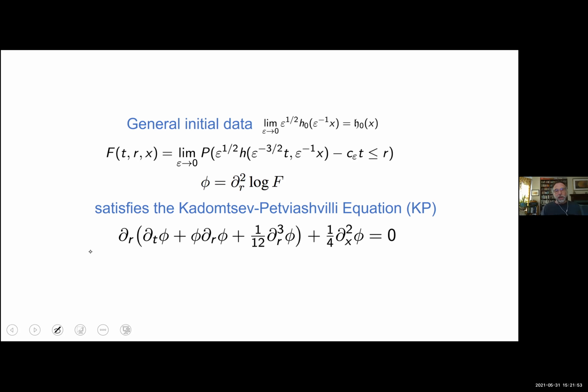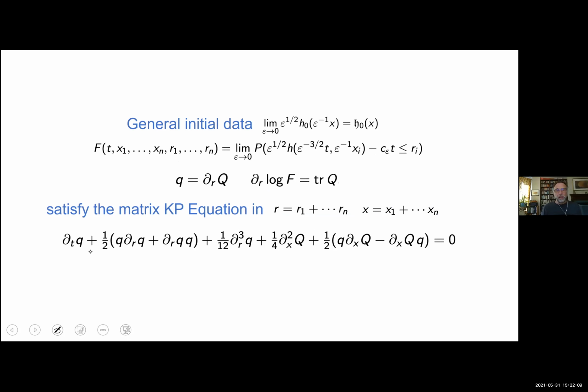Okay, so now even more generally, we'd like to know what the n-dimensional distributions are of these limiting fluctuation fields. Again, we're starting with general initial data, h0(x). h0 can be a very, very general function. It only has to be lower semi-continuous.